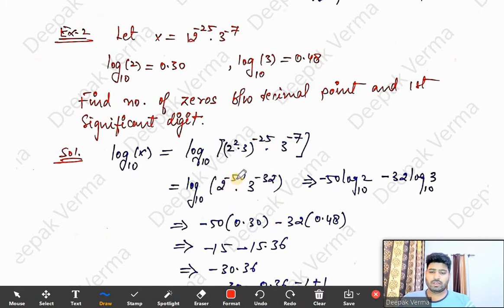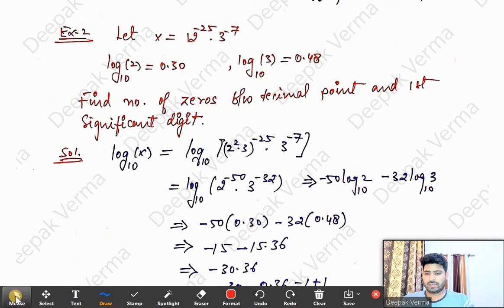By property of log, we have this is something like a into b. So we will get log a plus log b, and this is in power, so it will come in front of log. Got it? This is the property. I hope you know that. So we get minus 50 log 2 minus 32 log 3, and we already know the value of log 2 and log 3. It is also given in the question. So we can use log 2 equals 0.30 and log 3 equals 0.48.